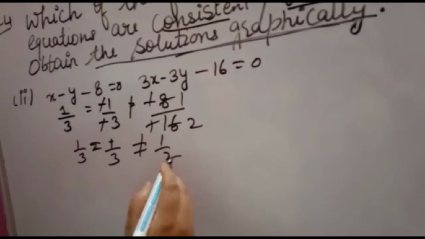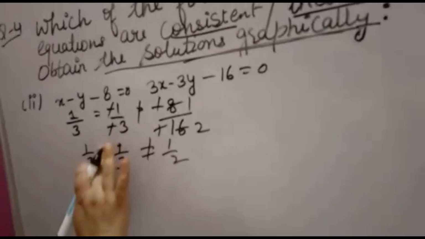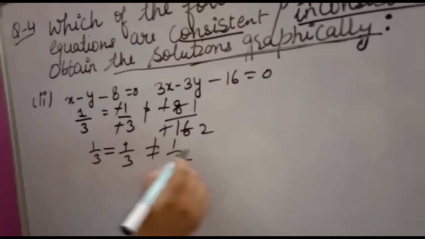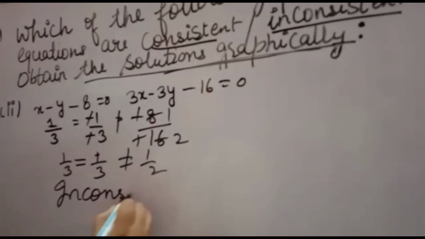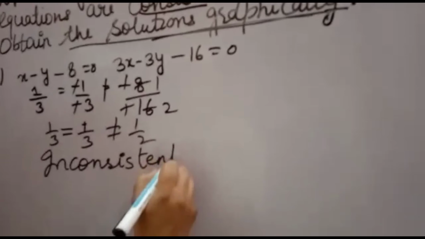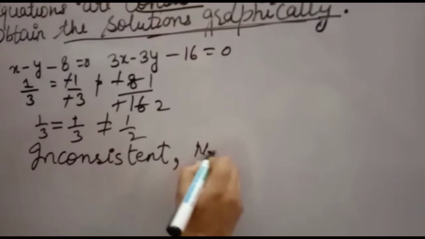So a1 over a2 is equal to b1 over b2, but not equal to c1 over c2. So this is the case of parallel lines. That means it is inconsistent, and you can't find a solution. No solution is there.